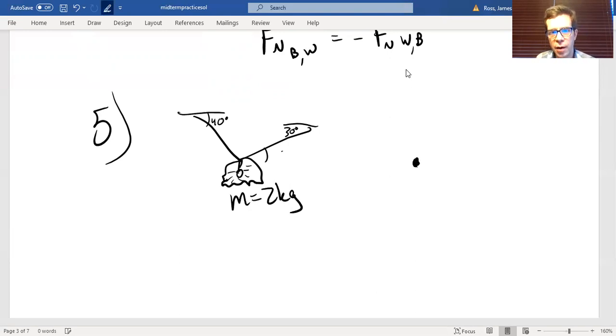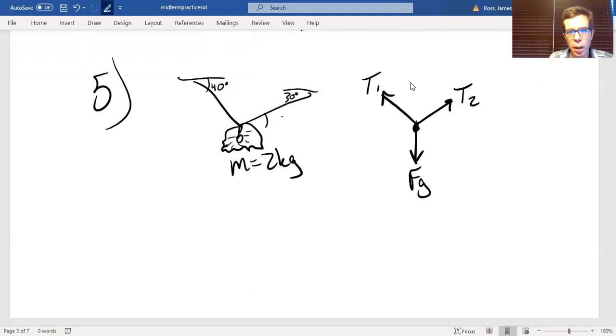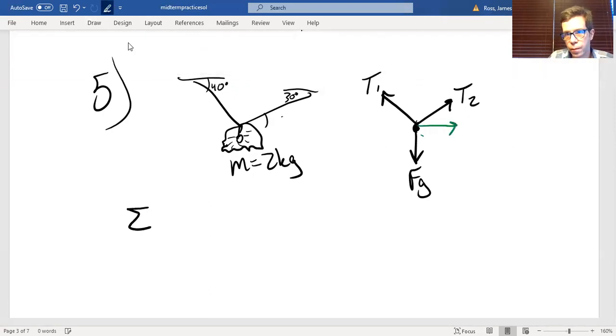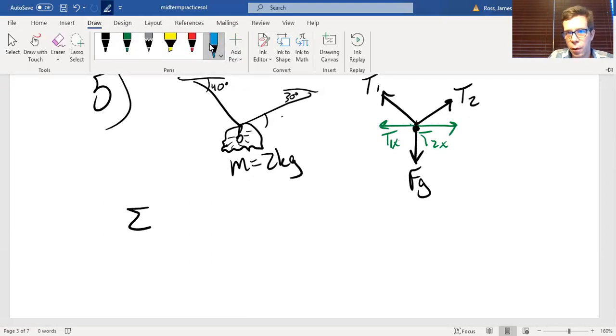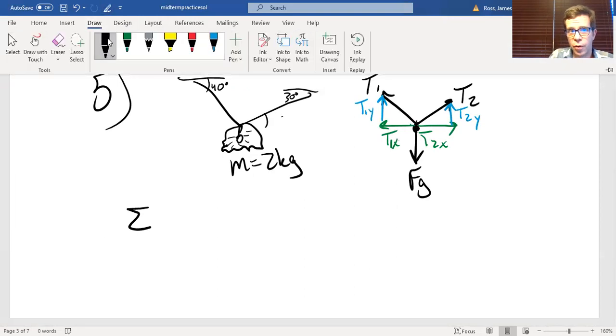All right, so free body diagram on the light fixture. Got a force of gravity, a tension due to this chain, a tension due to this chain. What do we know? Well, if we look at our components, we'll have our X components, we'll have our Y components. Again here, assuming a standard coordinate system.